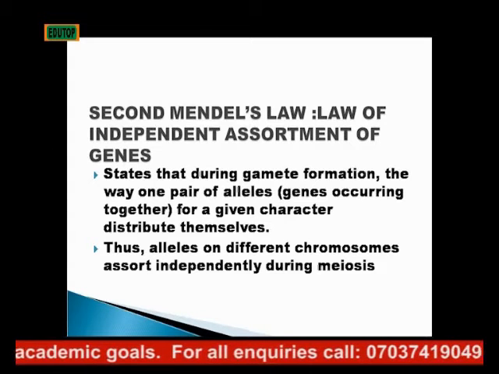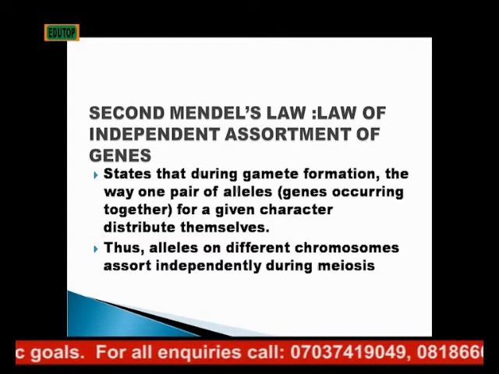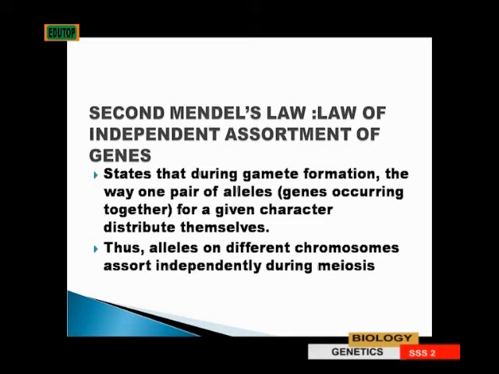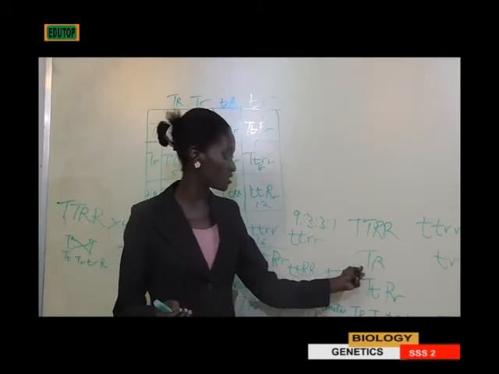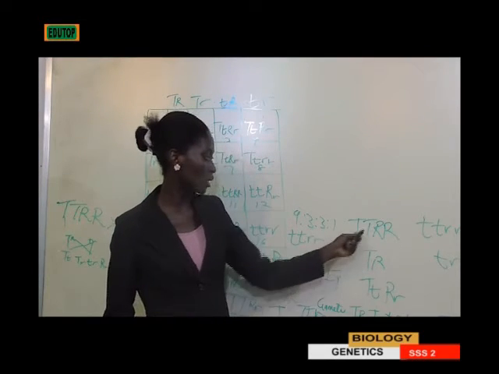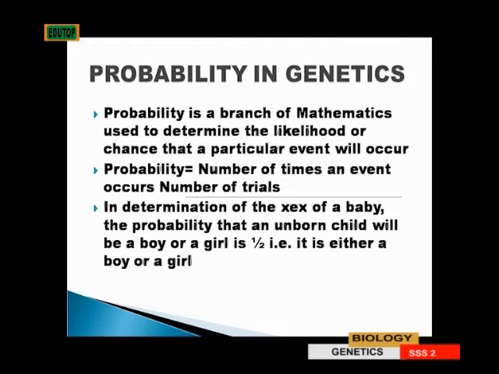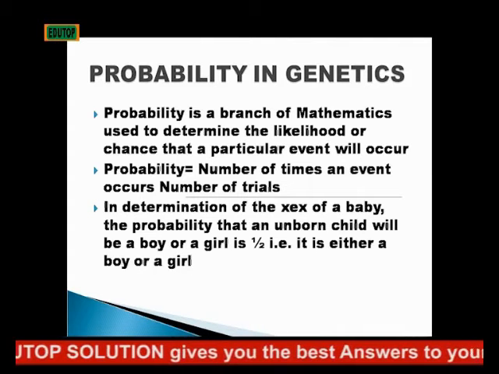So the alleles on different chromosomes are sorted independently during meiosis. They are sorted independently during meiosis, just as we have in this illustration, before we came to the Punnett square. Now we'll be talking about probability in genetics.